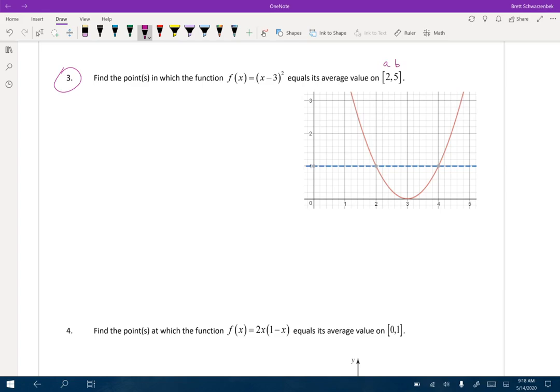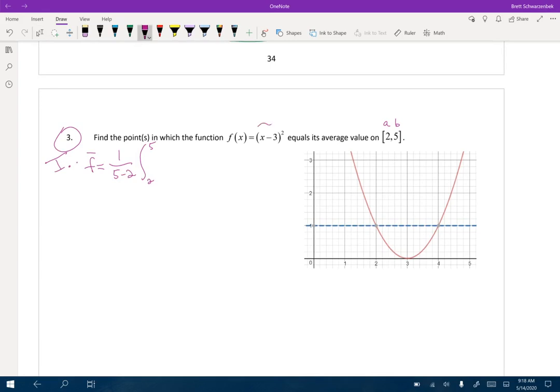All right, so the first step is always we find f bar. So we're doing 1 over 5 minus 2 from 2 to 5 of x minus 3 squared. But I'm not going to write x minus 3 squared because it's not going to do anything for us. We want to FOIL this. Remember, this is not x squared minus 9 or plus 9. This is x squared minus 6x plus 9.